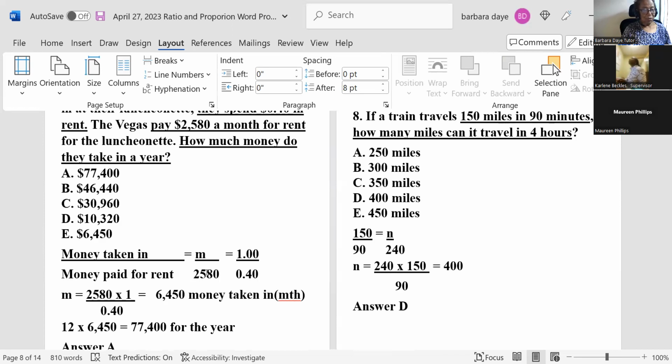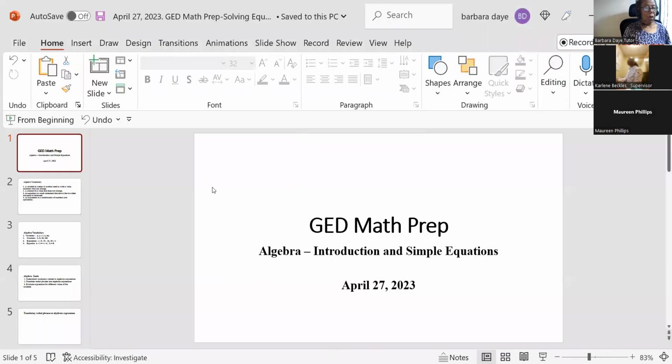Okay, now let's look at some algebra. Actually, we've been doing algebra, but I want to look at some. Let me go to algebra. Okay, new share. Okay, you see GED Math Prep Introduction and Simple Equations? Yeah. Okay, all right.